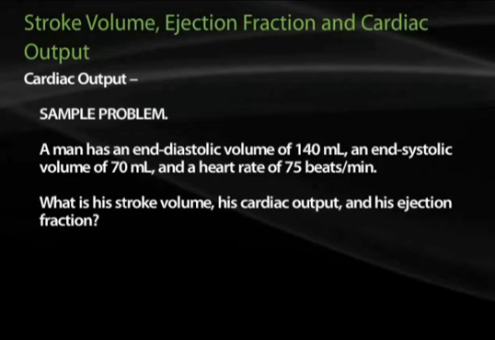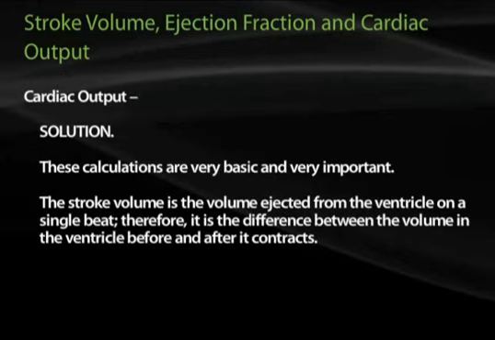Here's a sample problem on page 143. A man has an end-diastolic volume of 140 milliliters, an end-systolic volume of 70 milliliters, and a heart rate of 75 beats per minute. What is his stroke volume? What is his cardiac output? And his ejection fraction?